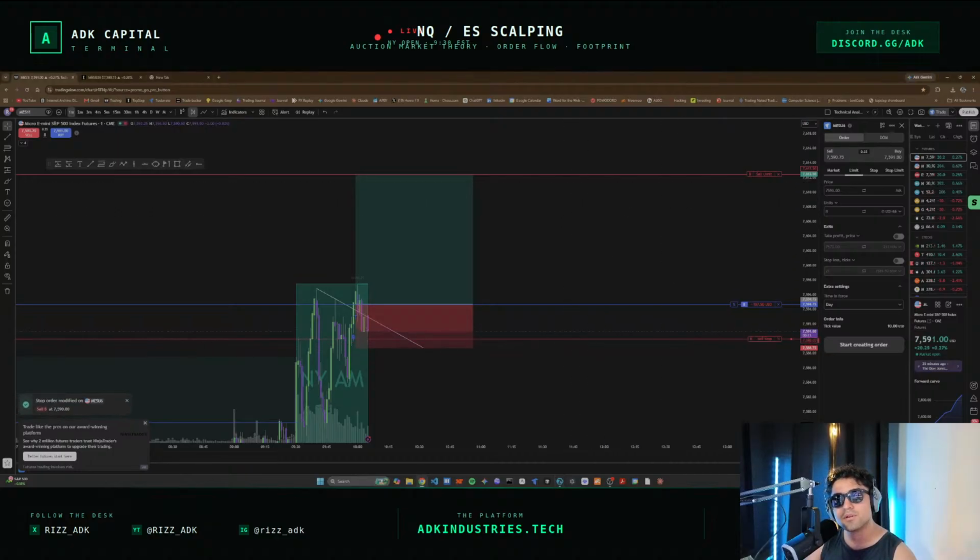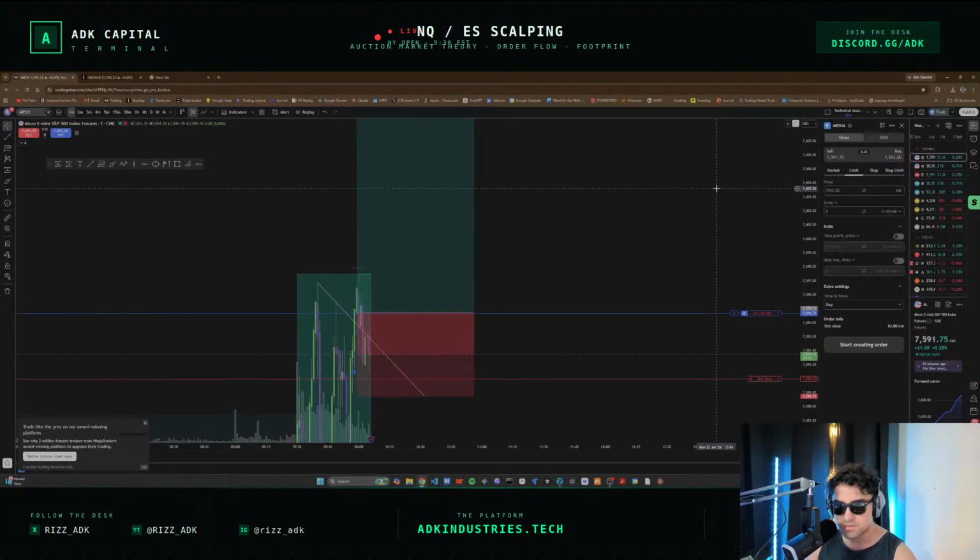If it breaks this low, what's the last point of defense? 89s. I'm at 90s. All right, that's the last point of defense. I'm at the last point of defense.